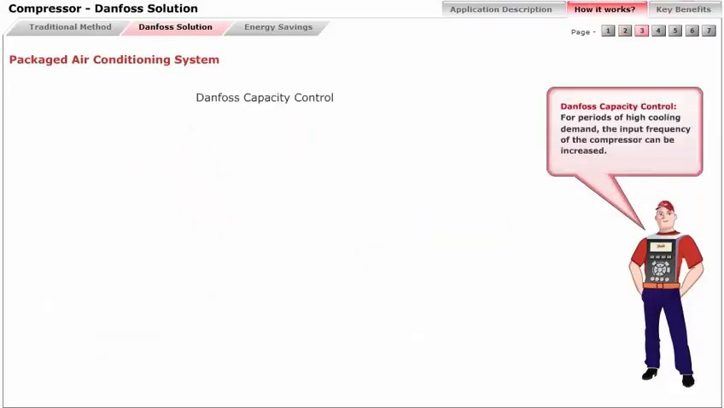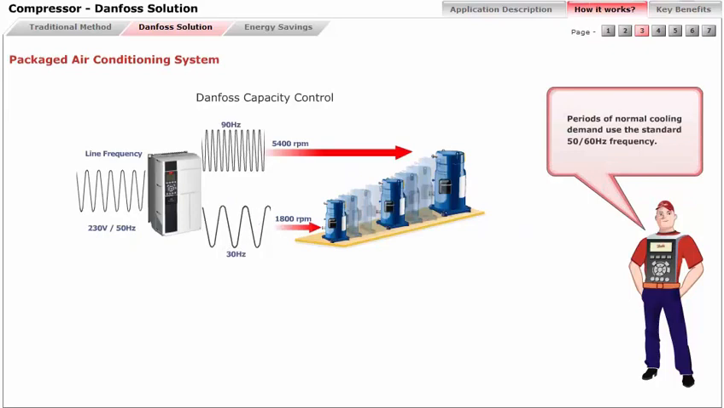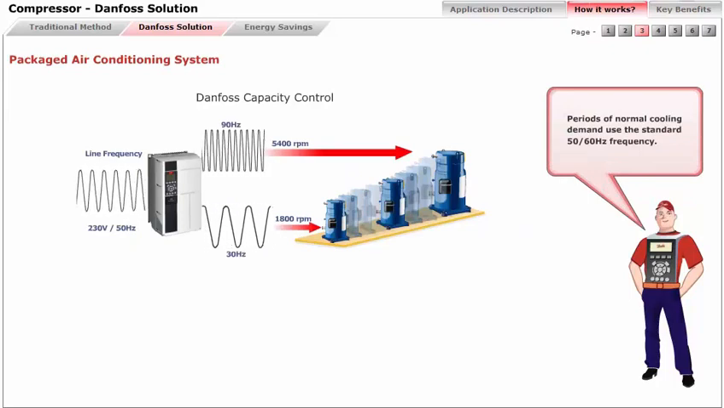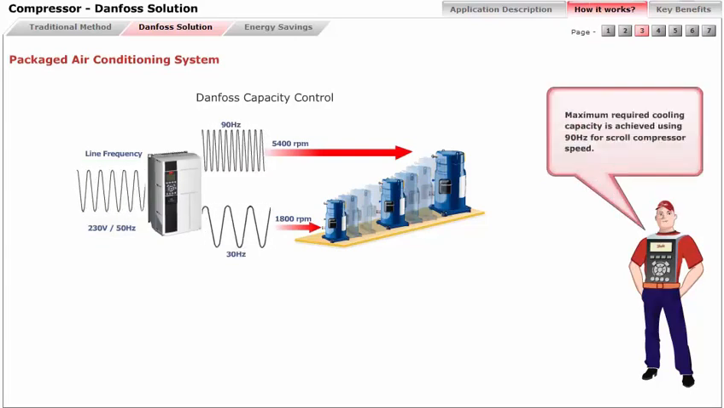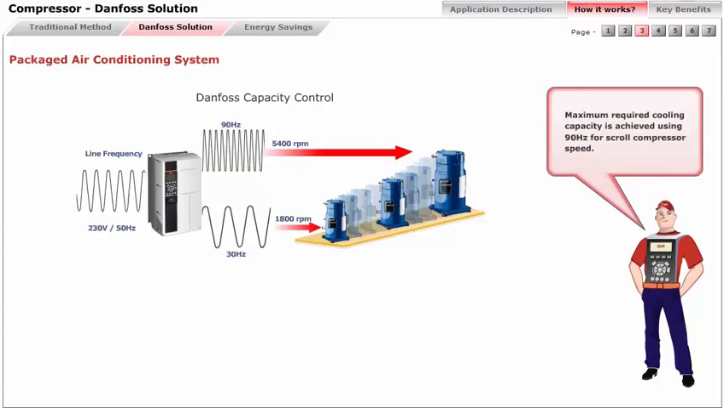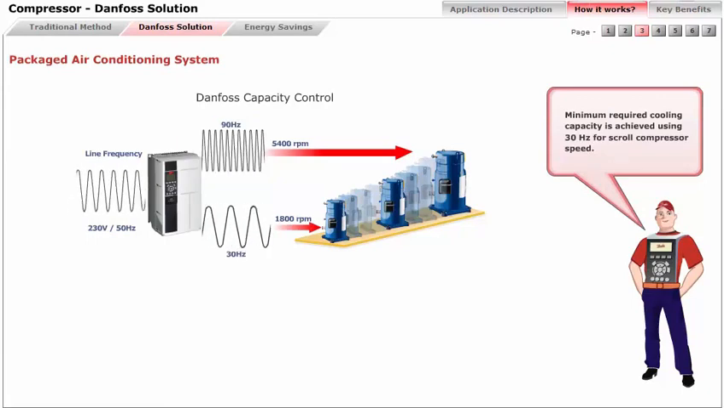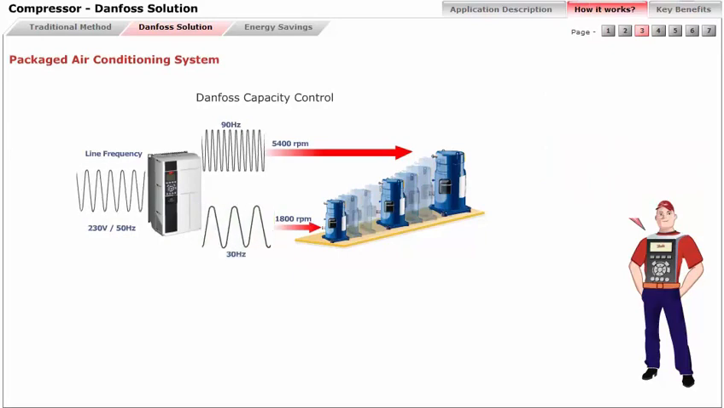Danfoss capacity control. For periods of high cooling demand, the input frequency of the compressor can be increased. For periods of lower cooling demand, a lower input frequency to the compressor is supplied. Periods of normal cooling demand use the standard 50 or 60 Hz frequency. Maximum required cooling capacity is achieved using 90 Hz for scroll compressor speed. Minimum required cooling capacity is achieved using 30 Hz.